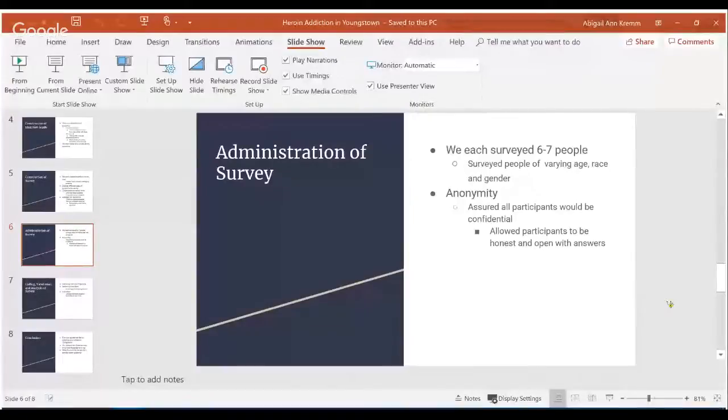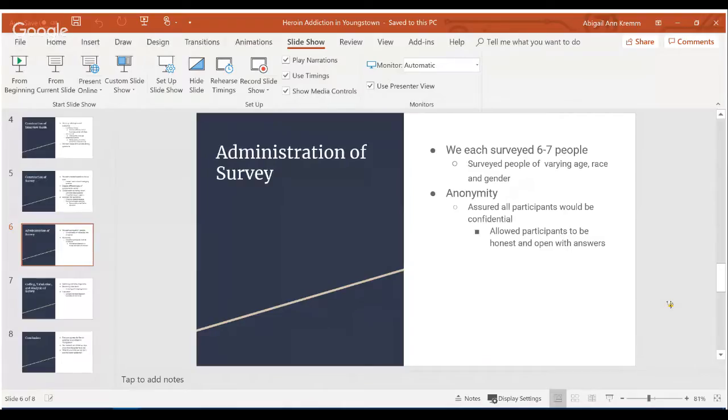All right. So on to administration of the survey. After we had the survey completed, everybody received it. Ashley had sent it out to everybody. We each sent it to about 6 or 7 people. We tried to survey anybody we could get, a variety of age, race, gender. Me personally, I put a thing out on Facebook and said, who knows about this, who wants to help?